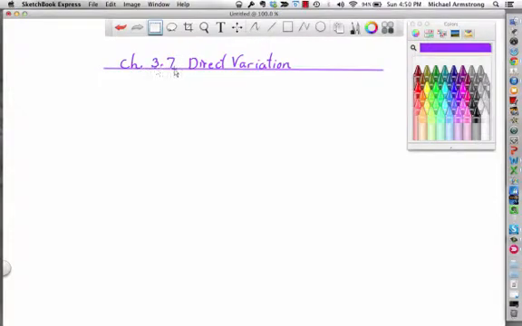Okay, chapter 3.7 is about direct variation, and things vary directly when they change the same way. For instance, oftentimes your height and your weight vary directly. The taller you get, the heavier you are. If you add inches, you often add pounds. Another way to look at that would be like for a tree.